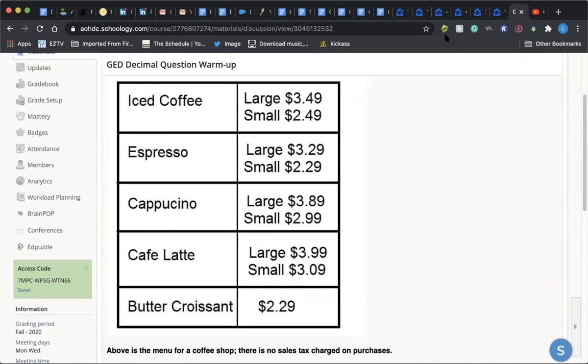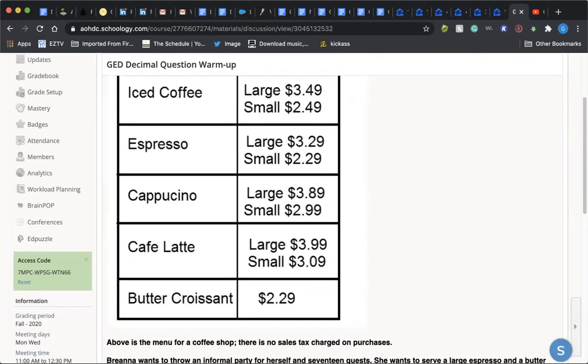All right, let me go ahead and write this out on here for you all. I see that some people already put their answers in, which is great. So again, there are 18 people attending this party, including Brianna. All 18 are going to get a large espresso, so we have to do 18 times $3.29. All 18 also get butter croissants, but the shop is running a special.